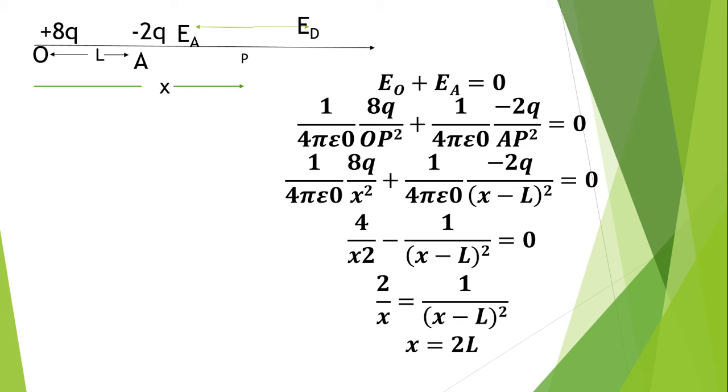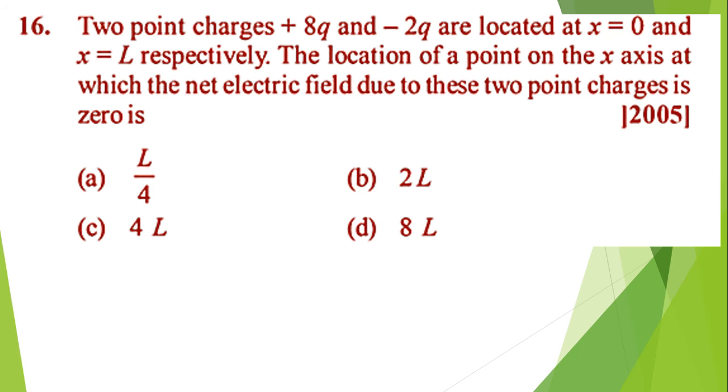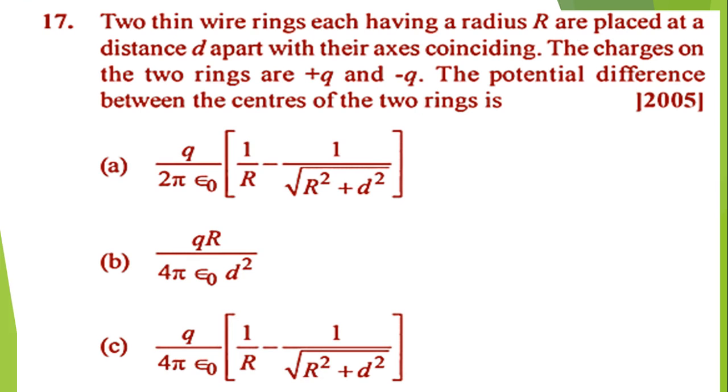The point P at which the electric field intensity is 0 has the value S equal to twice L. So the right answer is B. A, C, D are not possible.